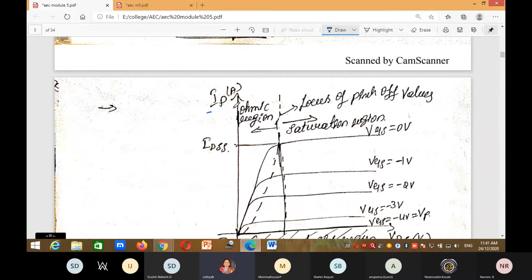VGS is taken as 0, -1, -2, -3, -4. This is the ohmic region, this is the saturation region, and next is the cutoff region. This is VP for VGS equal to 0. Next, till now we have been reading about the N channel JFET.